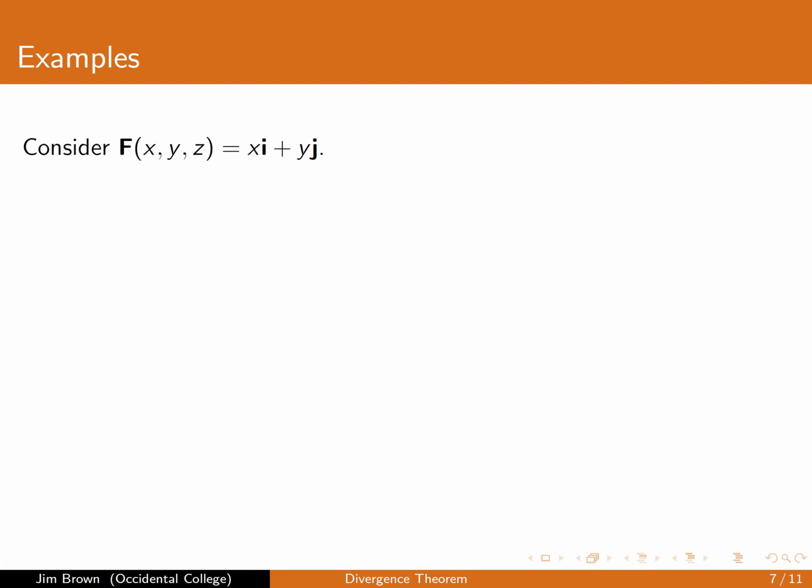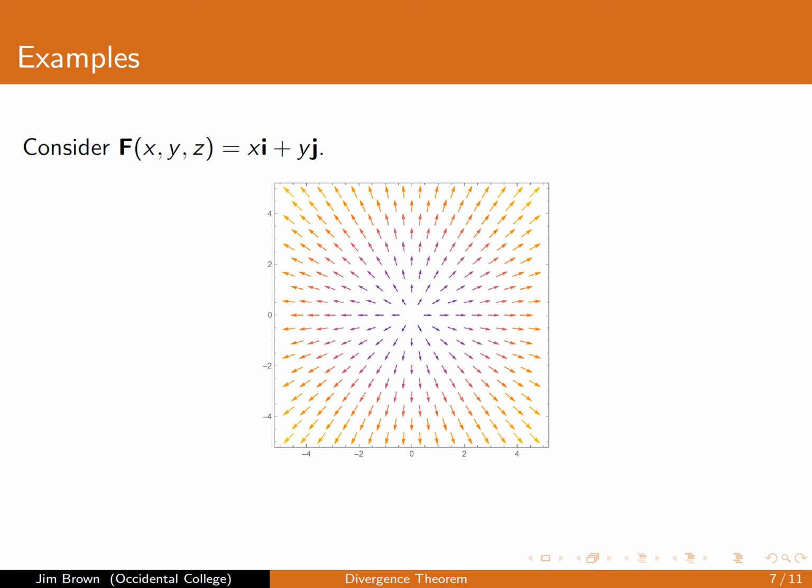So let's start with this vector field. We can think of it as a vector field in 3-space, but we'll just look at it in 2. We just have x i plus y j. If you remember, in 2-space this was a vector field where all the vectors were pointing away from the origin, and they got bigger as we went out. So this does seem to be spreading out, and we would expect it to have some kind of positive divergence, if the divergence is really measuring how much the vector field is spreading out.